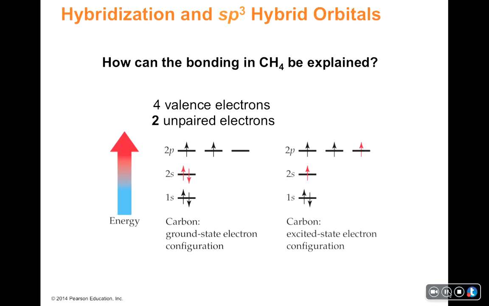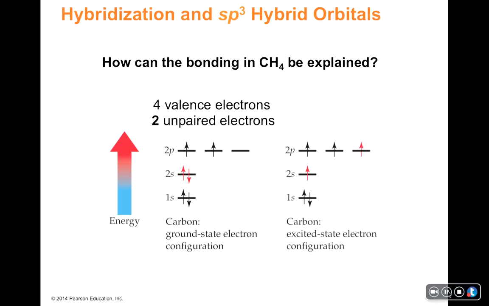But we know that in methane carbon is bonding to 4 hydrogen atoms, so we need to explain how that happens. Not only do we know that, but we know that the bonds in that methane molecule are all of the same length and the same strength. So that means it has to result from electrons that are all at the same energy level. And that's not represented here.